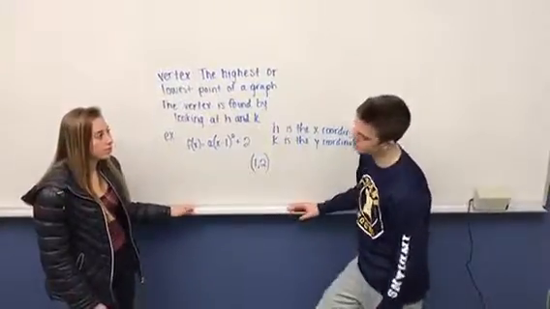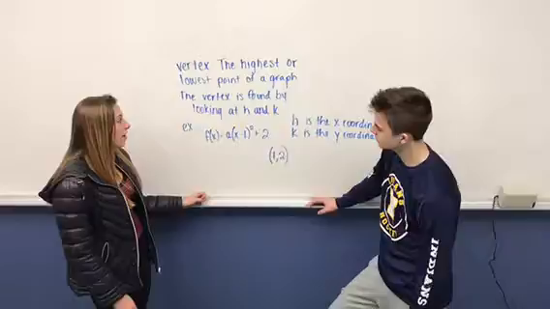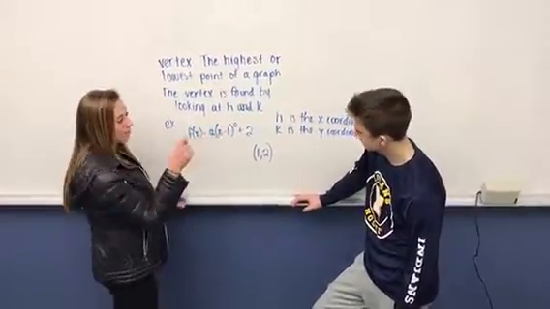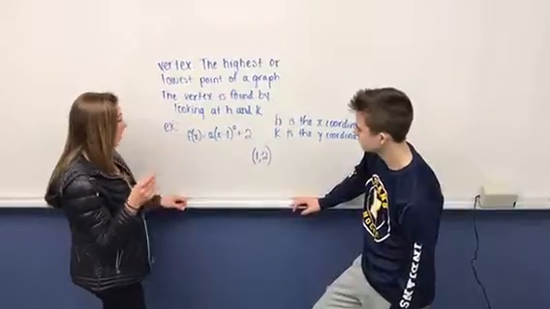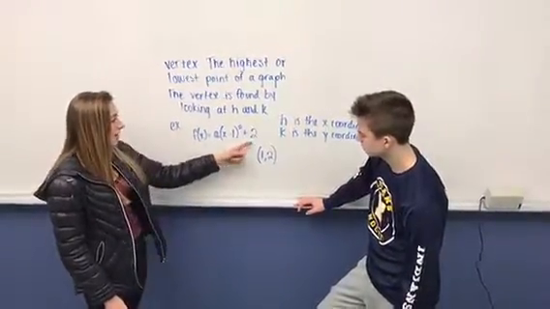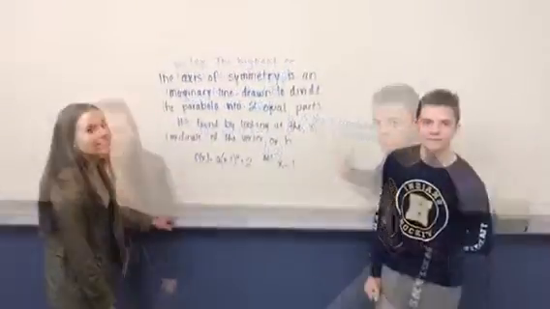Hey, Sarissa, what's a vertex and how do you find it? A vertex is the highest or lowest point of a graph. The vertex is found by looking at h and k. H is the x-coordinate of the vertex and k is the y-coordinate. So in this example, h would be 1 and k would be 2. So your vertex is 1, 2.